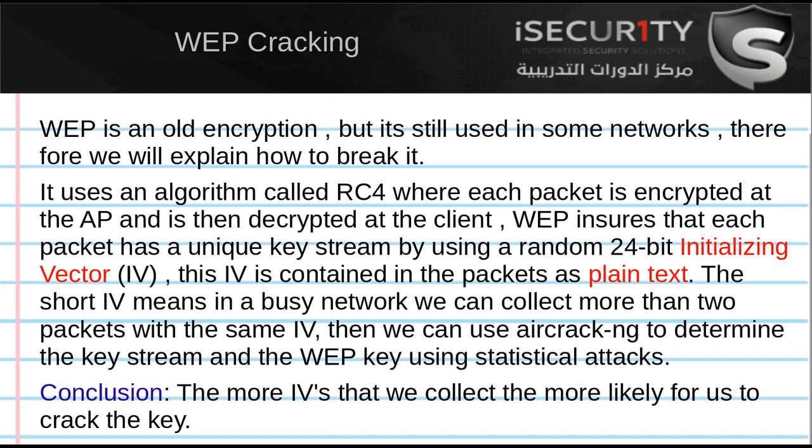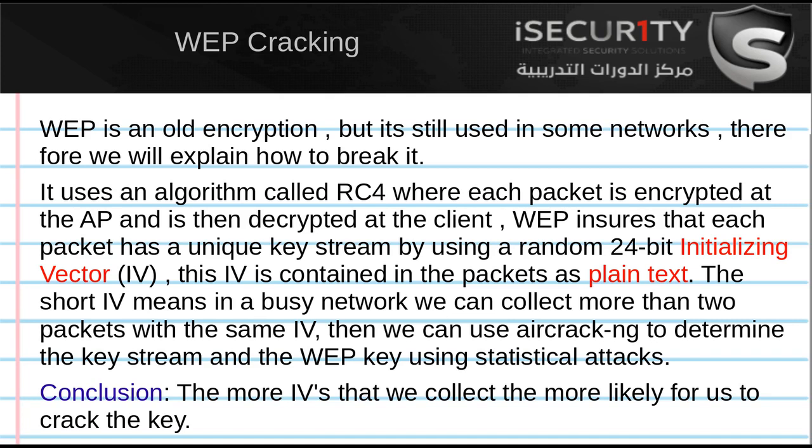Each packet that is sent into the air has a unique key stream. WEP ensures that the key stream is unique by using a 24-bit initialization vector. So the initialization vector is a random number. It's sent in each packet, and it's sent in plain text. So this part is not encrypted. If you read the packet, you'll be able to read it in plain text.